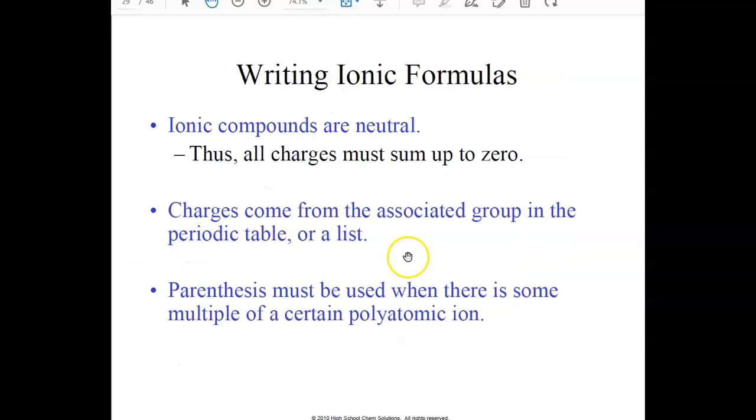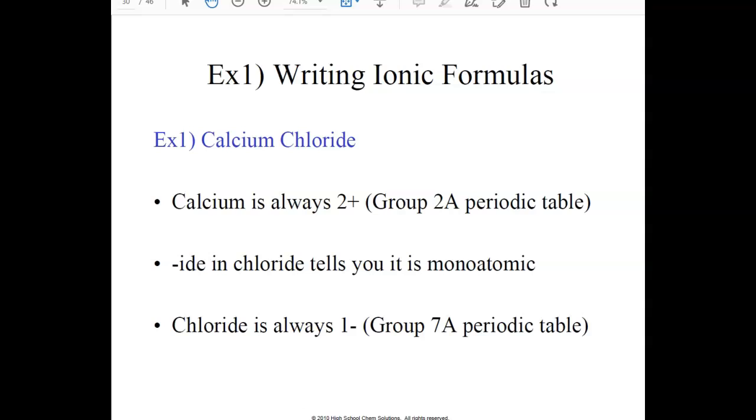And again, the charges come from the periodic table, or you can look at a list, or you can figure out the charge based upon the formula. And then parentheses must be used when there are multiple units of a polyatomic ion. And I'll go through this quickly and then wrap it up. I try to keep the video certainly under 10 minutes. So calcium, for example, is always +2. It's in group 2 on the periodic table.